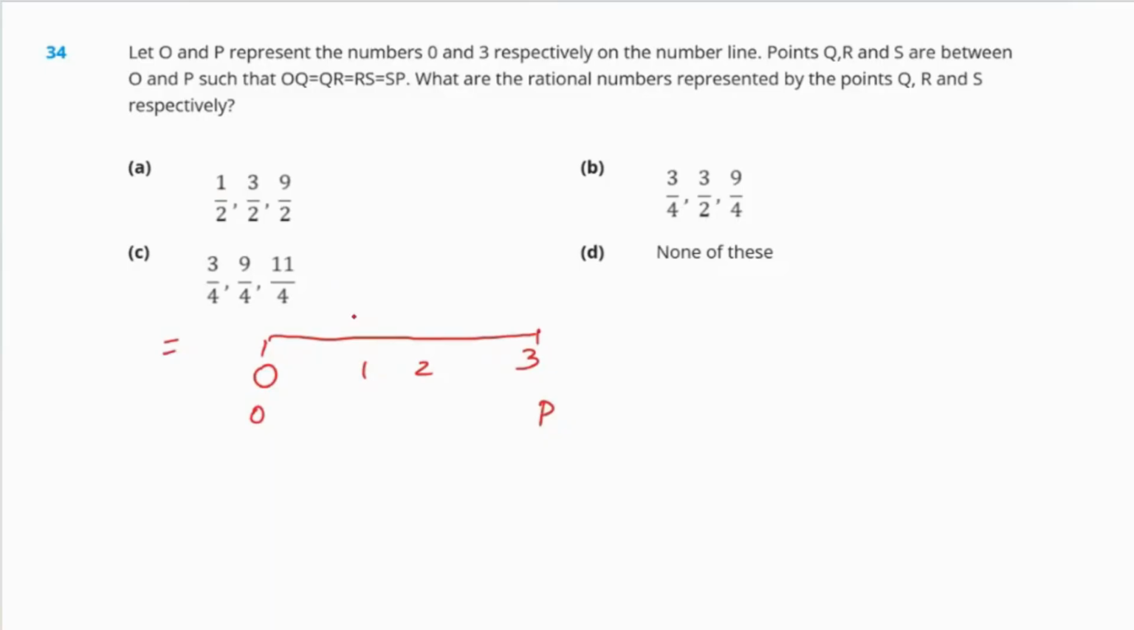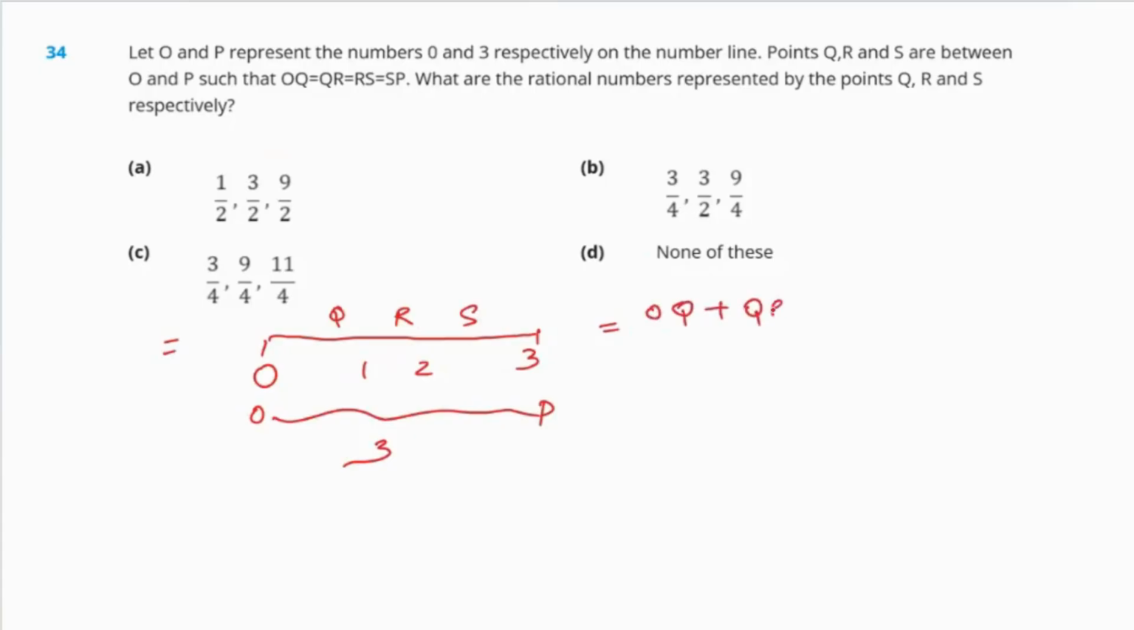In between, you can see Q, R and S are there somewhere, and the distances OQ, QR, RS and SP are all the same. We have to find the rational numbers Q, R and S here. Suppose the number line represents 0 and 3. So from here to here, the distance will be 3, that is 3 minus 0. So we can write like this.